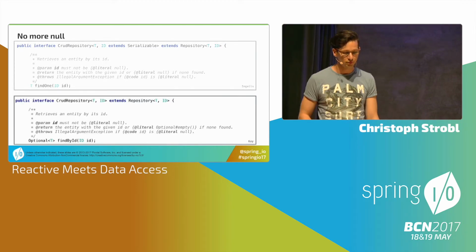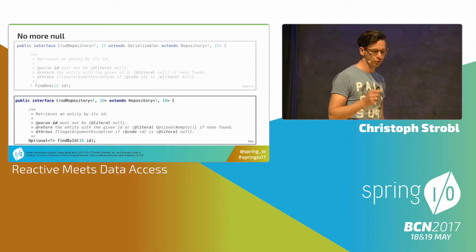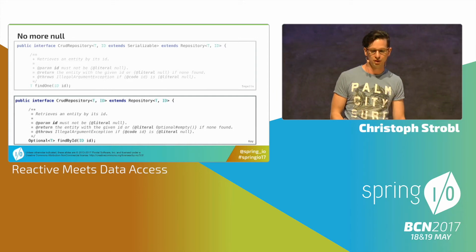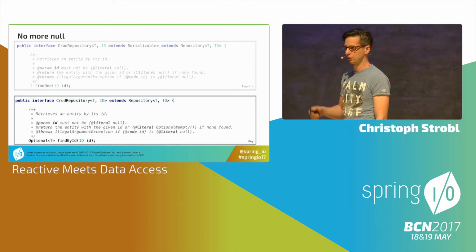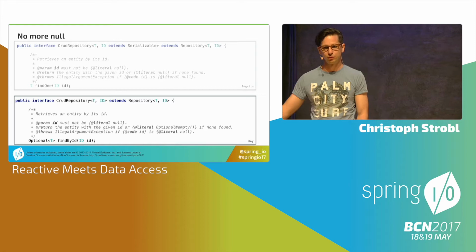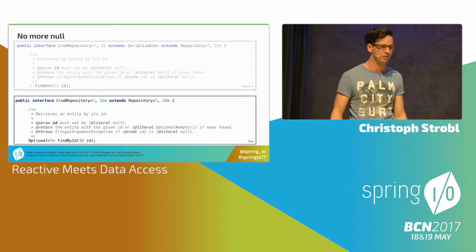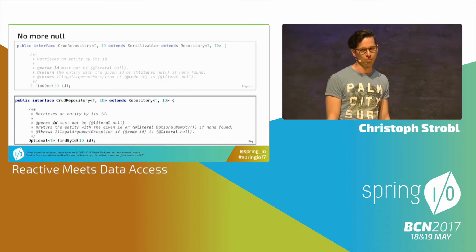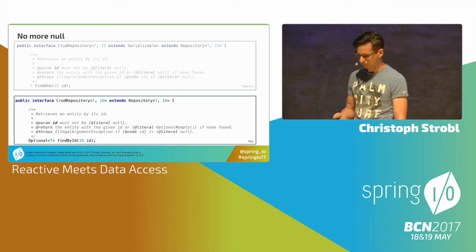With the K release, we decided that on repository level, we'll remove all the null return types, and instead of that, we'll just give you an optional. So this is a breaking change. You will recognize it if you pull the Spring Data K dependency into your project, maybe an existing one, then your code won't compile anymore. So be aware of that.